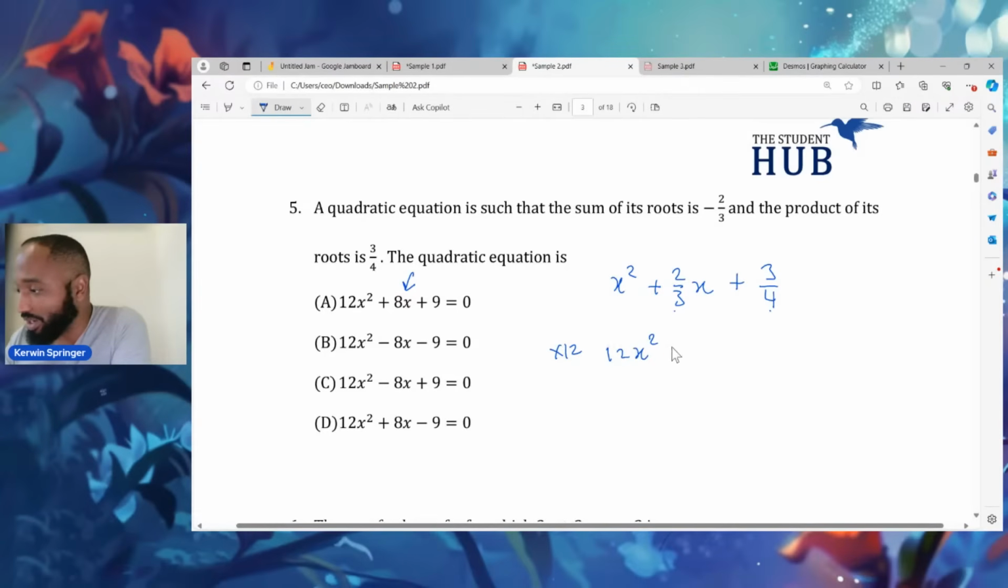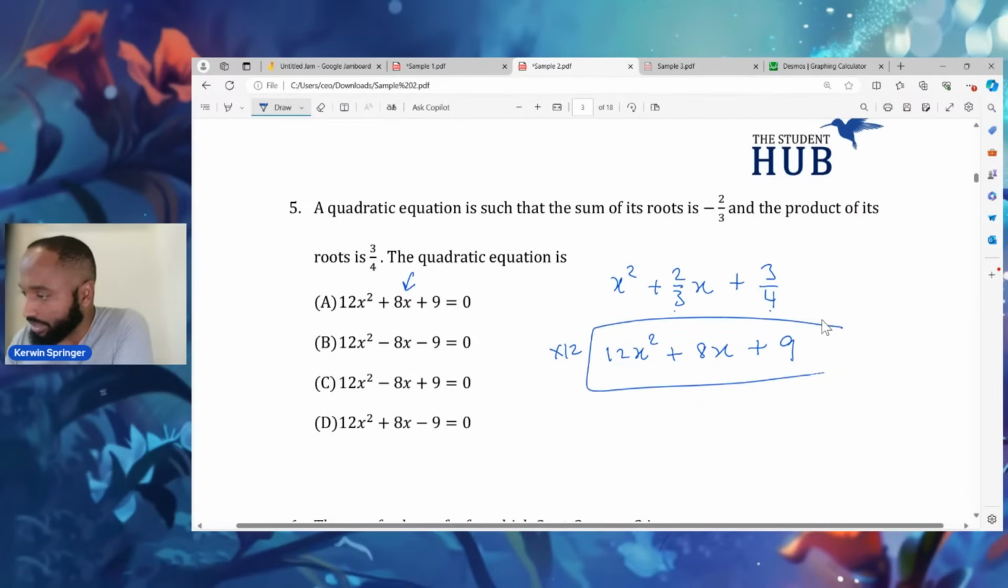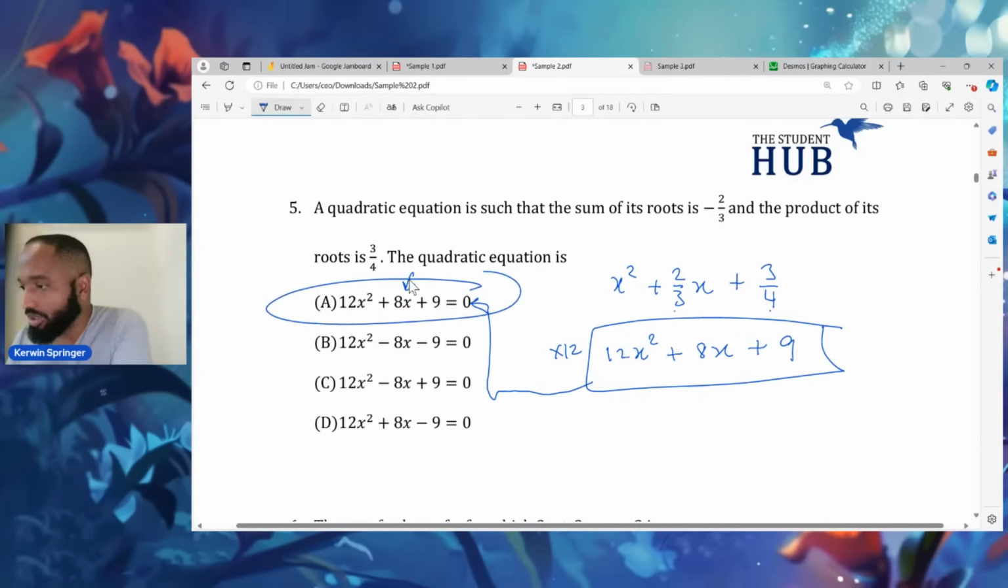Anyhow, so 12x squared. 12 by this, the 3 will cancel, you end up with 4, so you end up with 8x. 12 by this, the 4 will cancel, end up with 3, so you'll end up with 9. So this is the answer here, which is this one. Yeah, this is sum and product of roots.